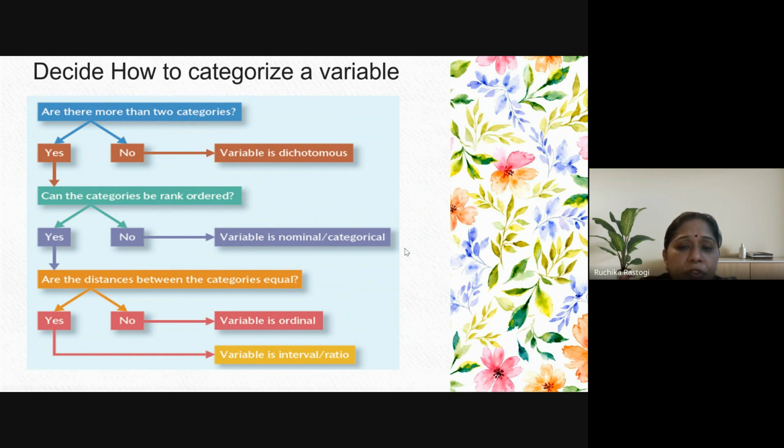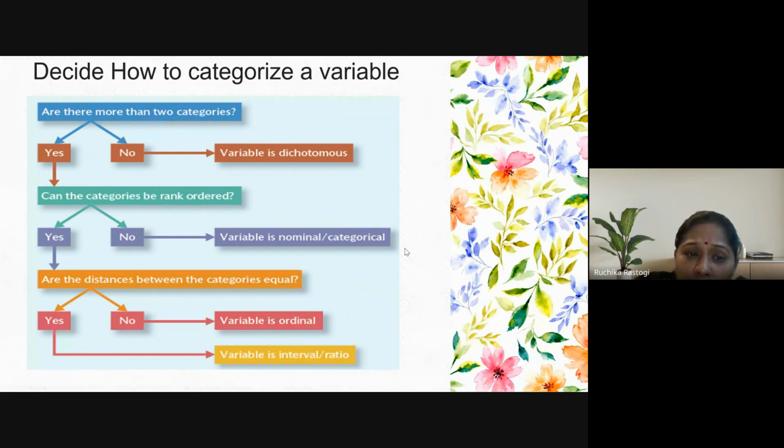There are a few terms which I have used here. One term is dichotomous. Dichotomous means you have two options for one question. For example, you ask somebody, what is your gender, and the person says male or female. Then there are two categories, and the answer will be dichotomous. But if there are more than two categories, then yes, we can categorize those things by rank.